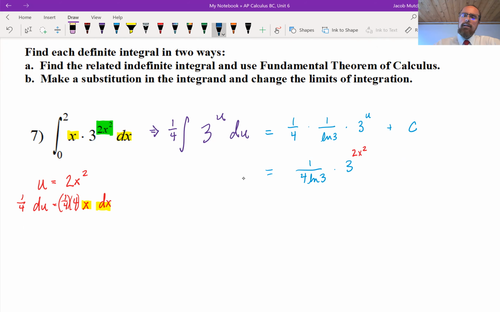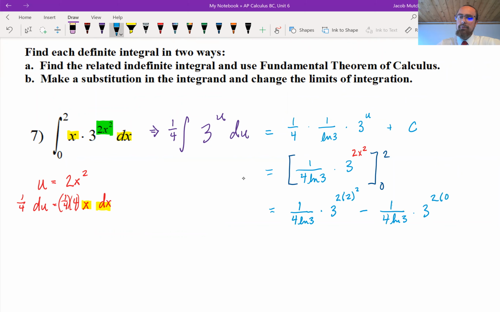And at that point, I want to replace my limits of integration from 0 to 2. So I'm converting at that point from indefinite to definite integration, and we want to evaluate. So this is going to be equivalent to 1 over 4 times natural log of 3 times 3 to the power of 2 times 2 squared minus 1 over 4 natural logarithm of 3 times base 3 to the power of 2 times 0 squared.